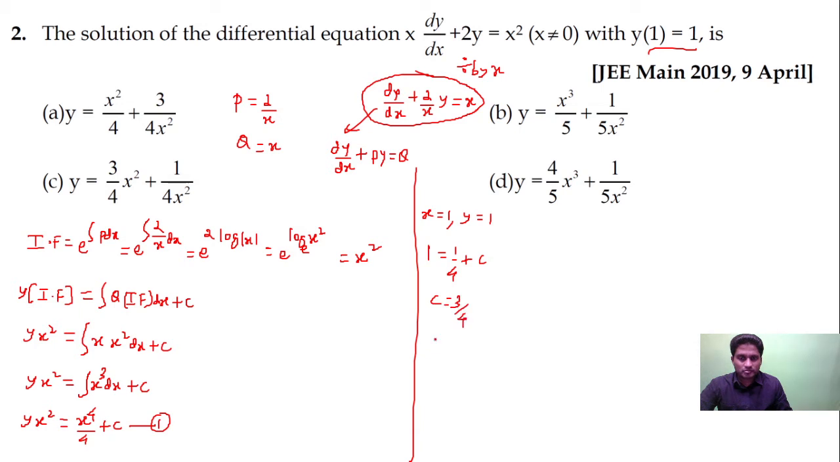Let us substitute in equation 1. So you get y into x square is equal to x to the power 4 divided by 4 plus 3 by 4. Now if I divide by x square, you will get y equal to x square by 4 plus 3 divided by 4x square. That's the answer guys. Answer is option E. Let's move to the next question.